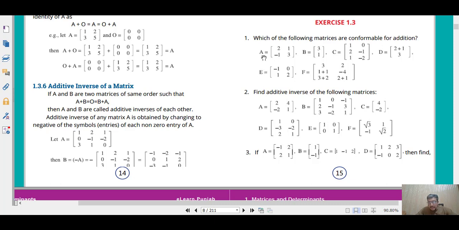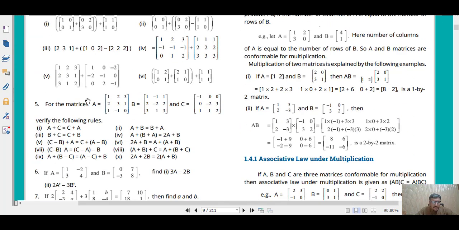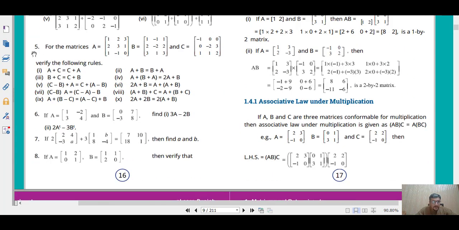In the previous lesson we have solved the first 4 questions of exercise 1.3: question 1, question 2, question 3 and question 4. In today's lesson we are going to solve question 5, question 6, and question number 7 and 8. So we are going to start from question number 5.